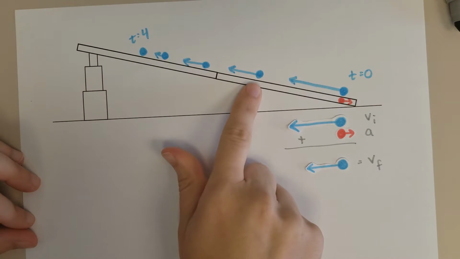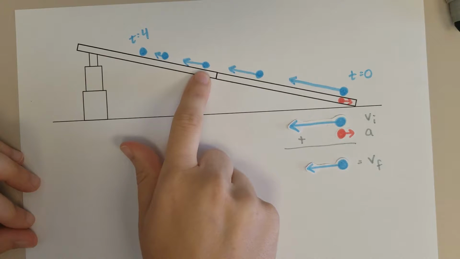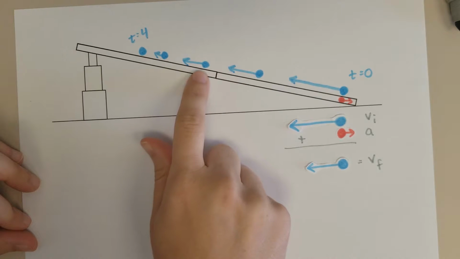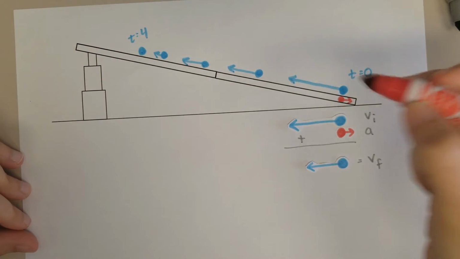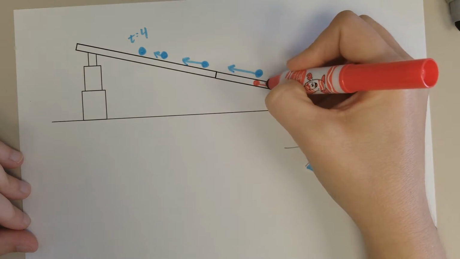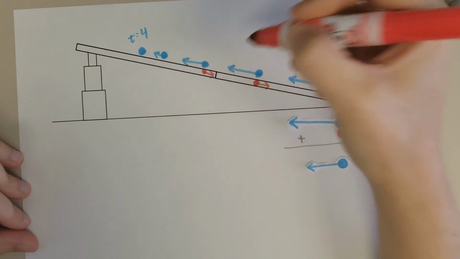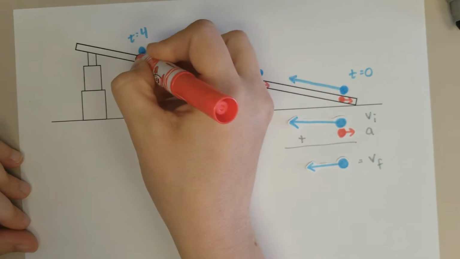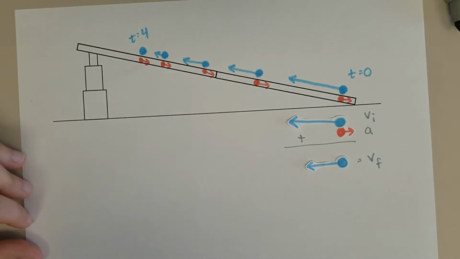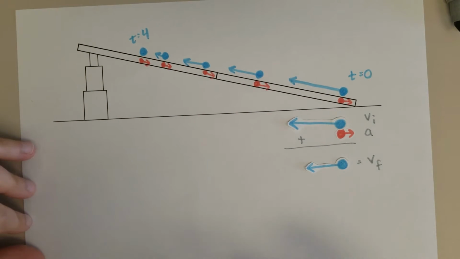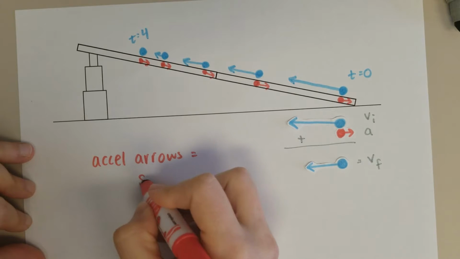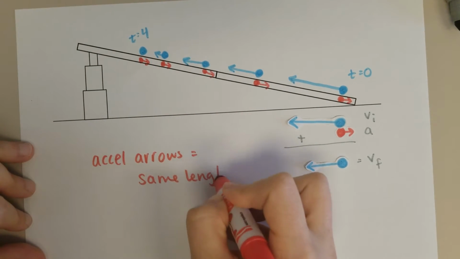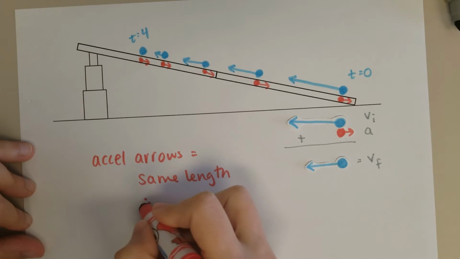Now same situation with the next set of points. In the second second, the third dot, I'm a little shorter than I was before. So in order to have gotten a shorter velocity, I had to lose some velocity, meaning my acceleration was pointing in the opposite direction. And this is true all along the ramp. So we see again that my acceleration arrows are all the same length, meaning that there is uniform acceleration.